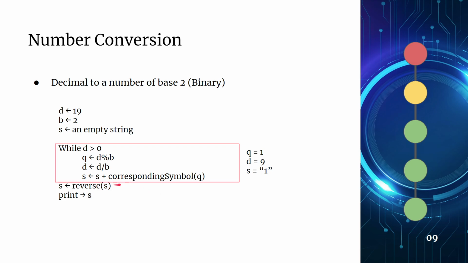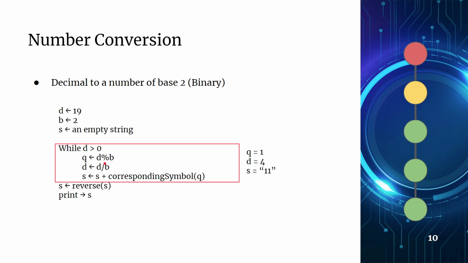Why am I writing this corresponding symbol? I will explain it in the next example. The corresponding symbol of q over here will remain 1 itself, so s becomes 1. Now you see this is a loop, so it will not end, it will go up again, and as you can see d is currently 9, so d greater than 0 is true, so we will hit the loop once again.